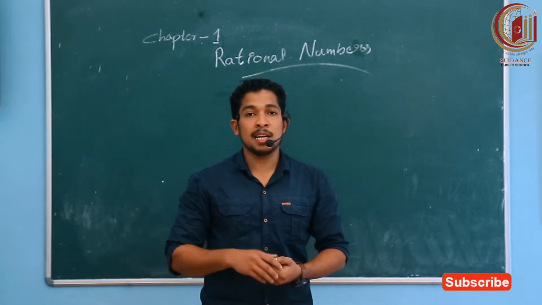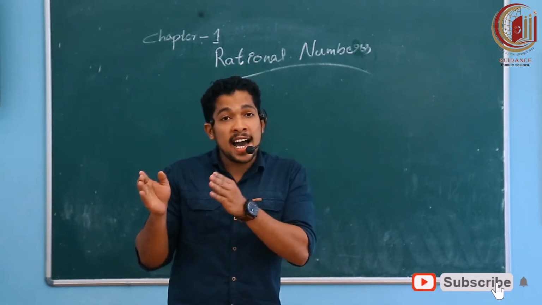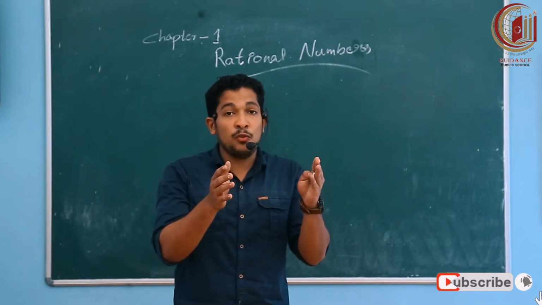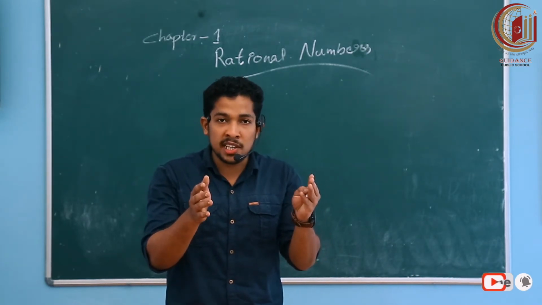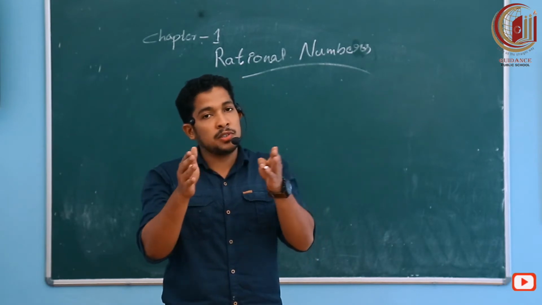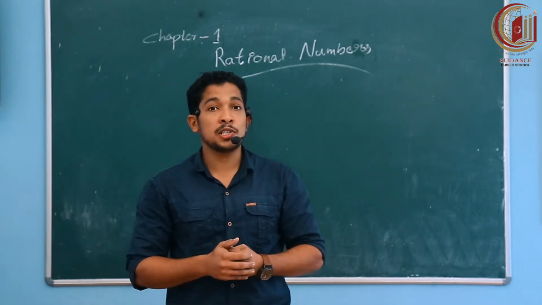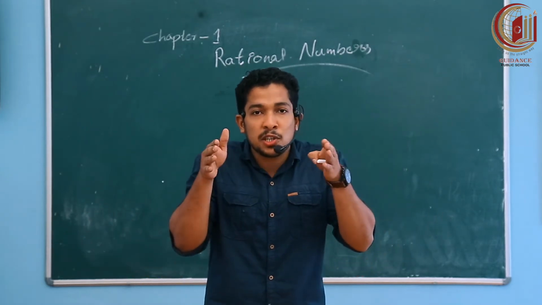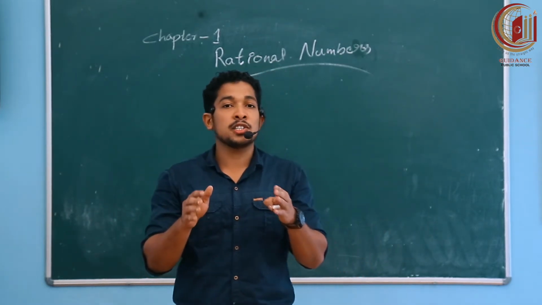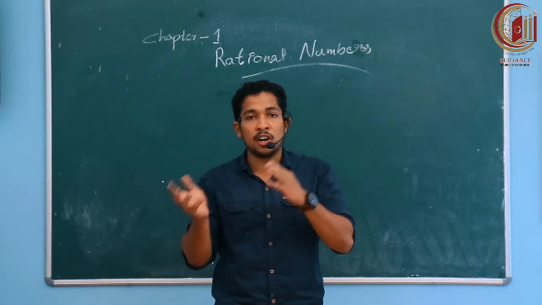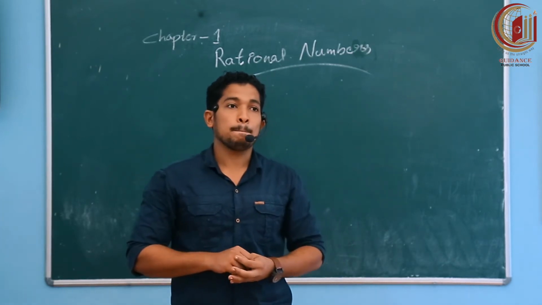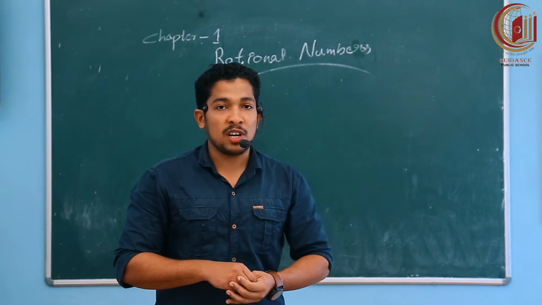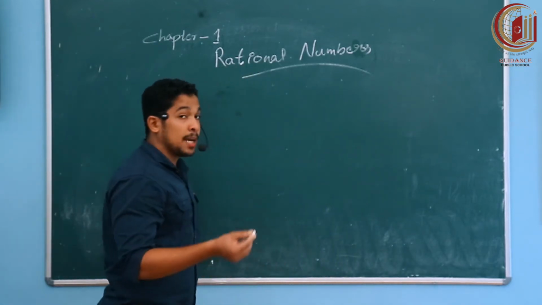Then we discussed whole numbers. When we add 0 to the natural numbers, we get the whole numbers. Whole numbers start from 0, 1, 2, 3, etc. And integers are a collection of positive and negative numbers, and also include 0. One thing, 0 is neither positive nor negative. Okay. In this chapter we discuss rational numbers. I will give you one example for that.